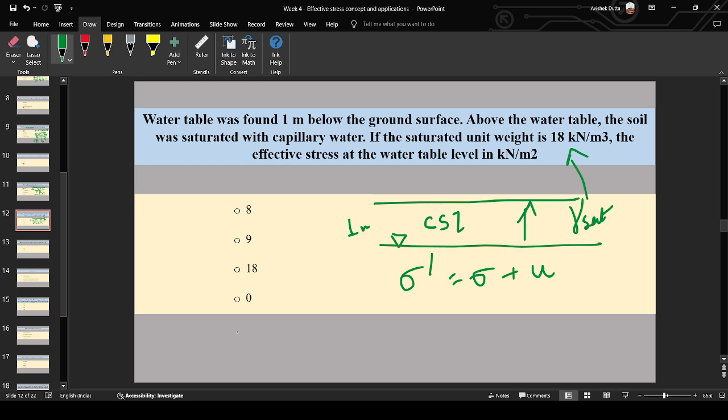So in the case of effective pressure here, what shall we use? Since this is the capillary suction zone, we shall use effective pressure equals gamma sat into Z, and Z equals 1. So 18 into 1, that is 18 kilonewton per meter square. So this is the answer.